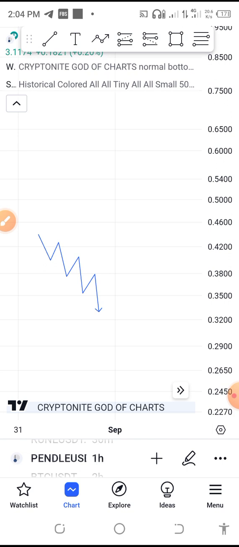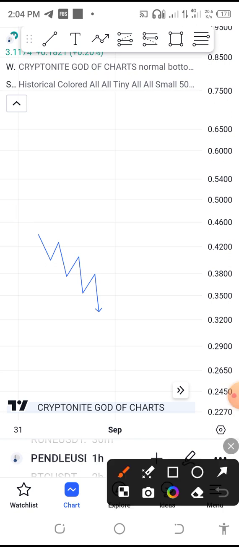While price is moving downwards, it also creates swing points. All these points are swing points. See there, swing points. Now the market came down to this point and went back up a bit.